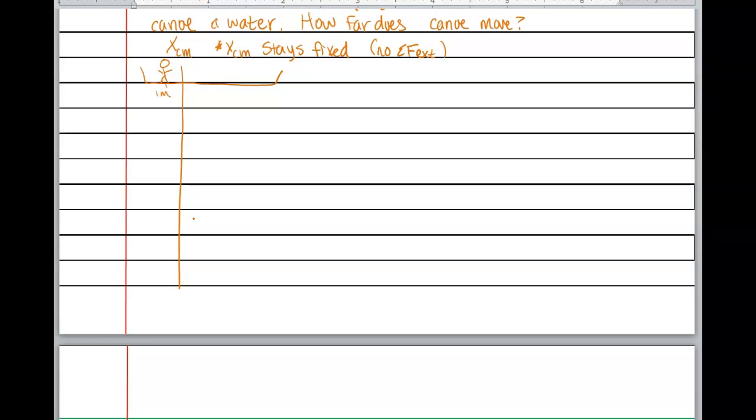So as he walks to the right, say he's 1 meter from the end. So when he's at the center of mass, well, he must be at the midpoint of the canoe, because now that is the center of mass of the canoe and the man. So now he's at 3 meters from, we'll call the left end 0. Okay, so you can see the canoe has shifted backwards.